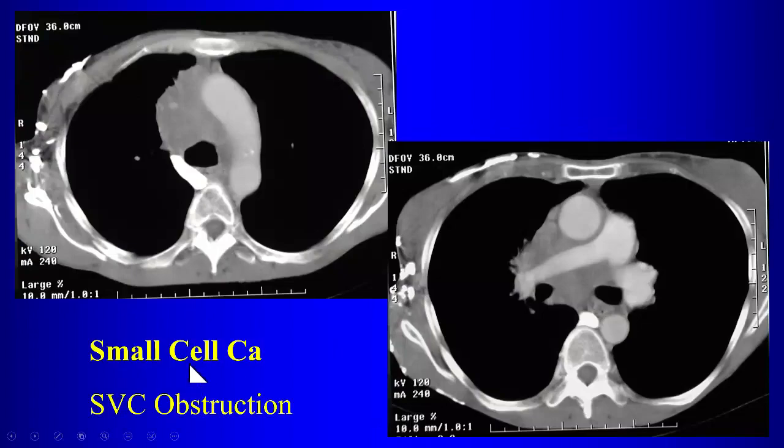Another one with SVC syndrome. Notice undiluted contrast within the azygous vein, SVC obstructed. Notice collaterals in the chest wall. So when we see undiluted contrast within the veins on a CT, we want to look for central venous obstruction. Okay?